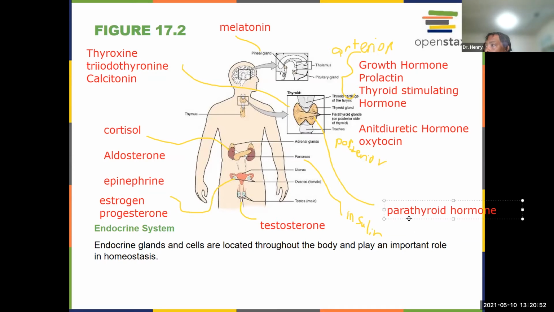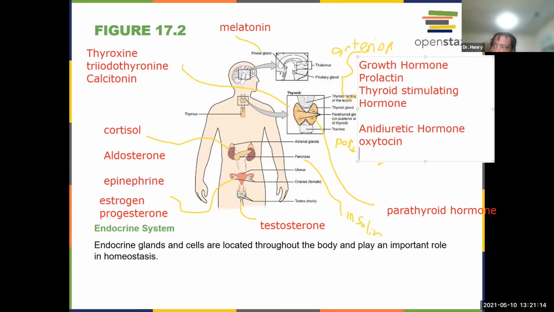The parathyroid hormone is responsible for the increase of blood level calcium. Oxytocin is responsible for causing contractions during childbirth. It's a typo too. Sorry for all the typos.